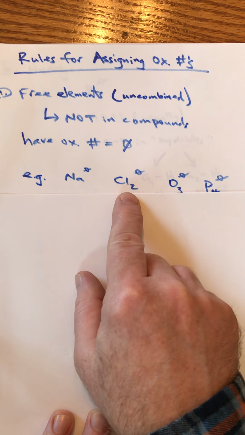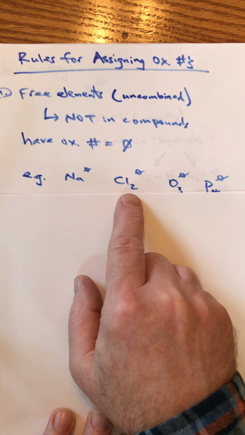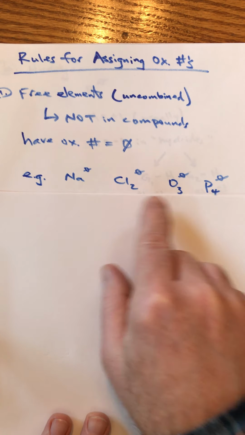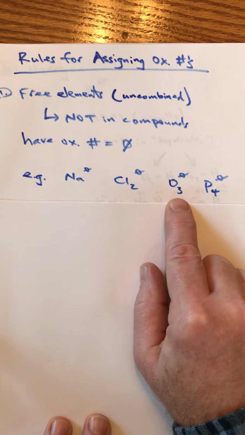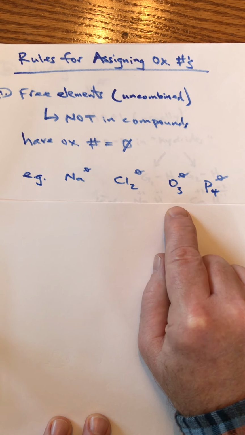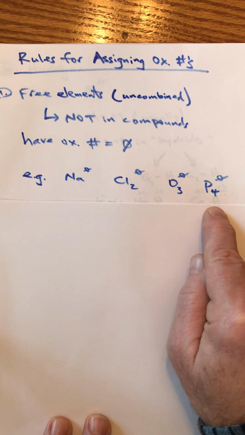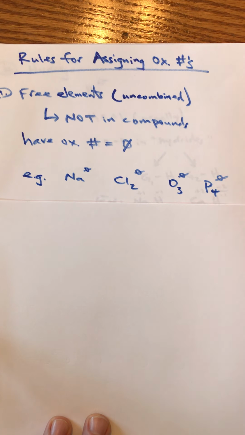If it's one of the Hofbrinkels, diatomics, doesn't matter. Each chlorine atom here is neutral, it's 0. Oxygen, sometimes it comes in 3s, that's ozone, doesn't matter. If it's not combined with any other type of element, 0. Phosphorus comes in 4s. Okay? It doesn't matter, it's not combined with any other element. Free elements are 0.